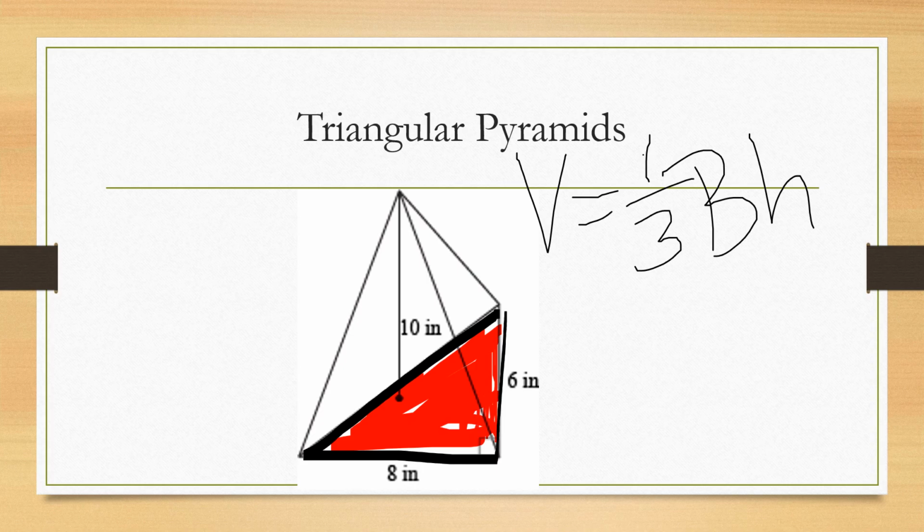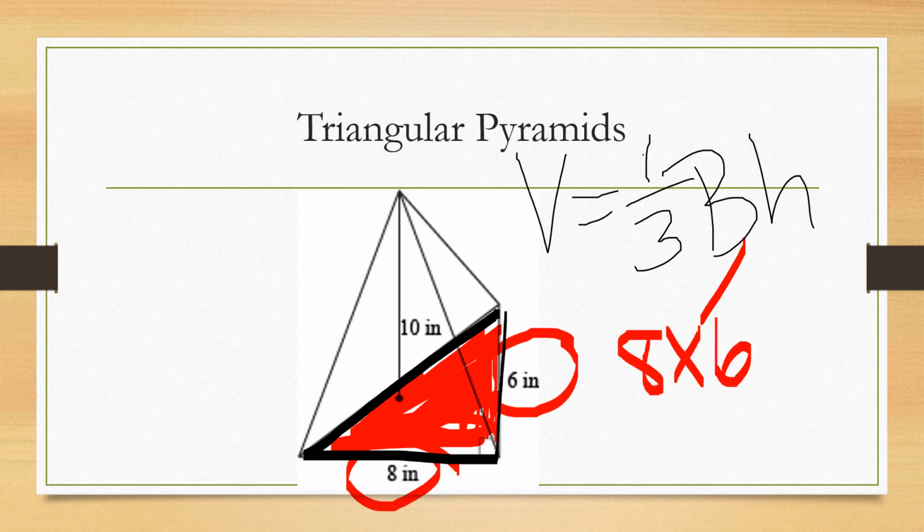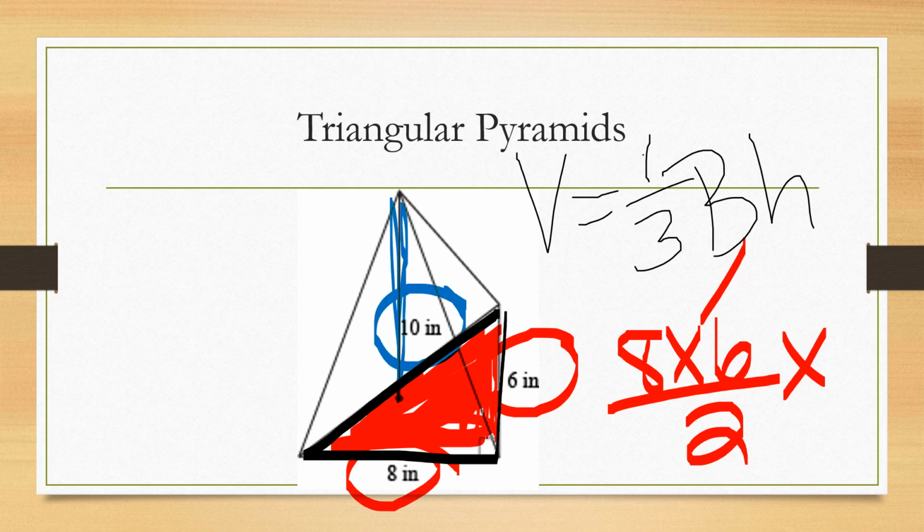So for my big B, I'm going to use 8 times 6. Remember, we divide that by 2 because it's a triangle, times my height, which goes straight up to the point, so whatever number that is, which is 10. And then we have to divide by 3 because of the 1/3. Alright, so let's do that.